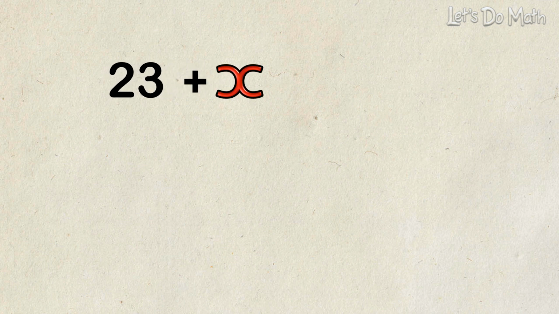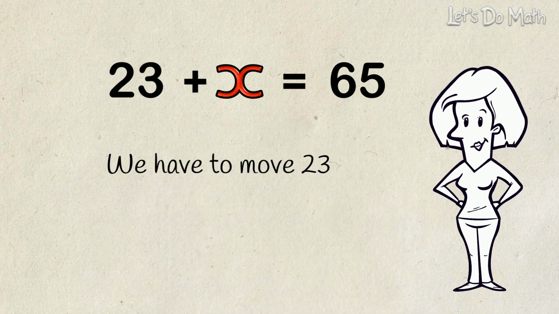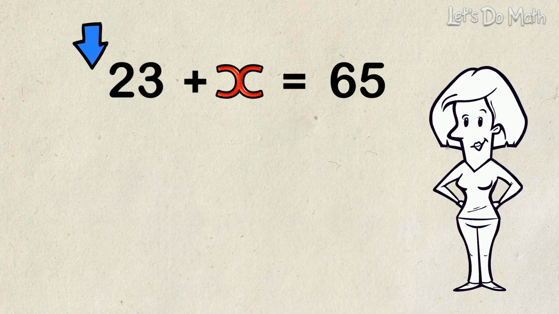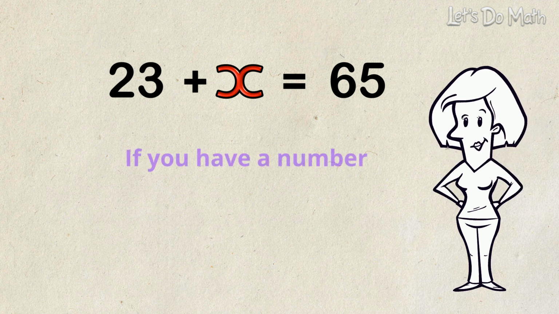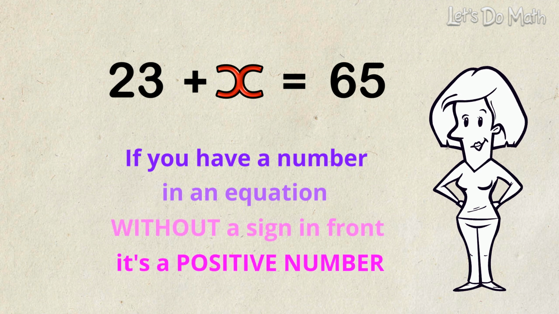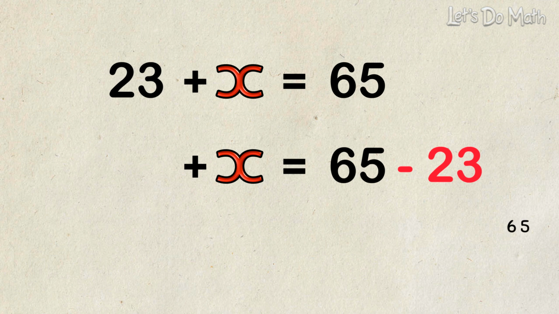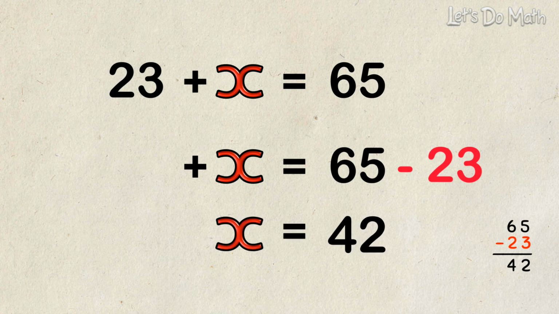And what about this? 23 plus x is 65. x is in the middle. In order to isolate x, we have to move 23. It doesn't have a sign in front of it. Well, that's not a problem. We're not bothered by the fact that there's no sign in front of 65 at the end, are we? Right then. If you have a number in an equation without a sign in front of it, it's a positive number. So we move the 23 over and it becomes minus 23. Evaluating, we get 65 minus 23, and that's 42. So x equals 42.